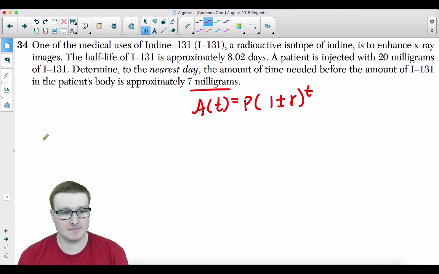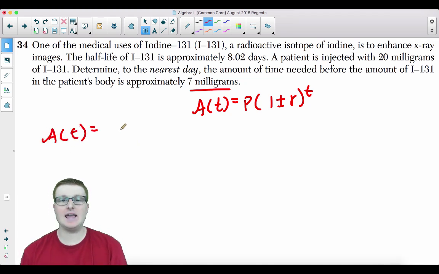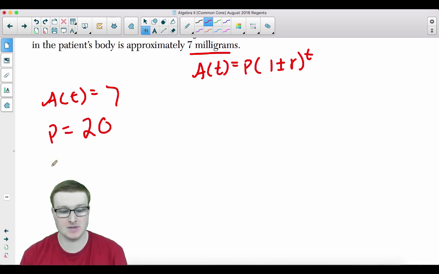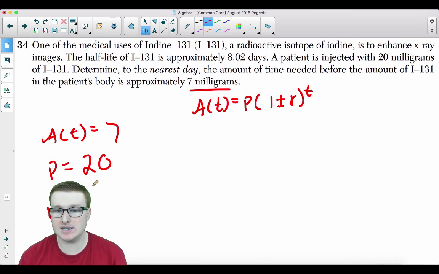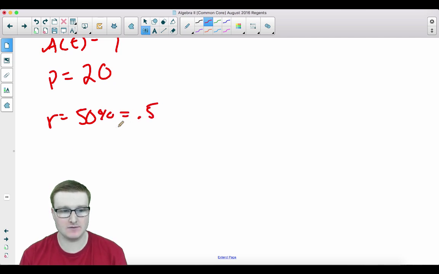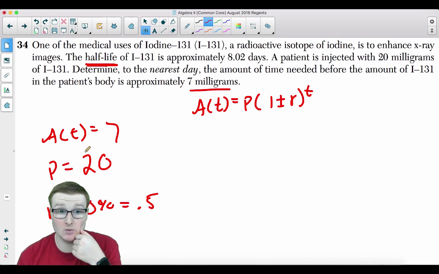So, here's the thing. We're actually given A of t. A of t is 7 milligrams. That's what we want it to be. Your principal, which is the amount of milligrams given to the patient, is 20 milligrams. The rate it is decreasing by, they don't actually tell us the percent, but you need to know that half-life means 50% decrease, which is equal to 0.5. And the t, all right, this is the tricky one.